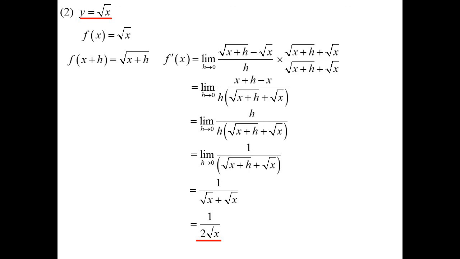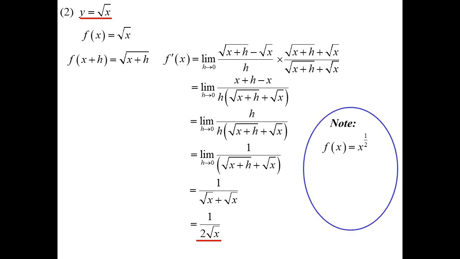Again, let's have a look at what would happen if I use the normal rule that we have anyway. So f(x) would be x to the power of a half. Put that power to the front, I'd get a half, subtract 1 from the power, negative a half. Well, x to the negative half means the square root of x is on the bottom. So yes, we do get the same answer. So what that means is that the rule we originally came up with, we can use for any power we like.